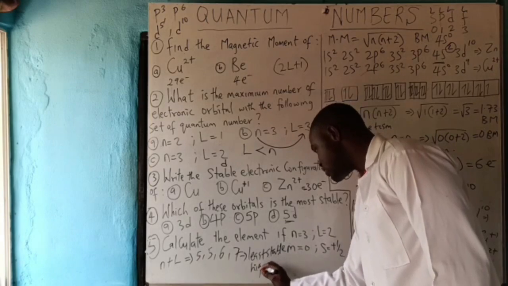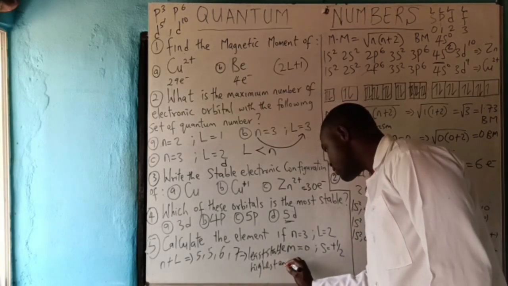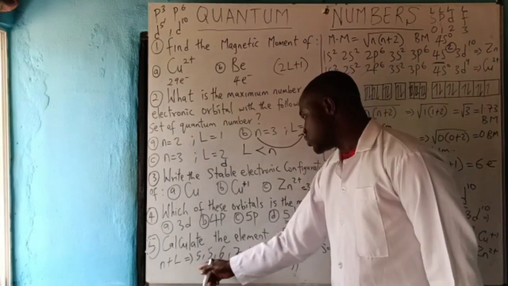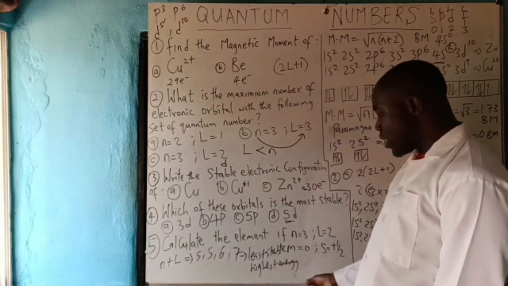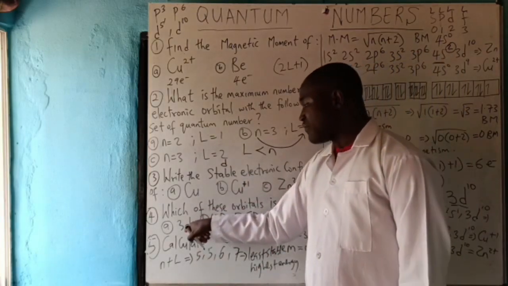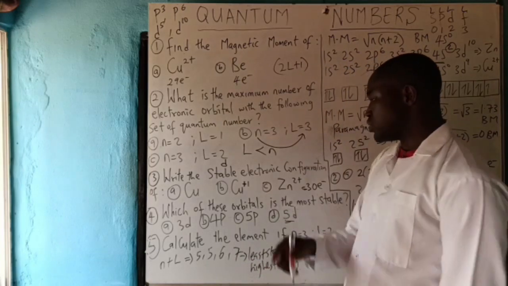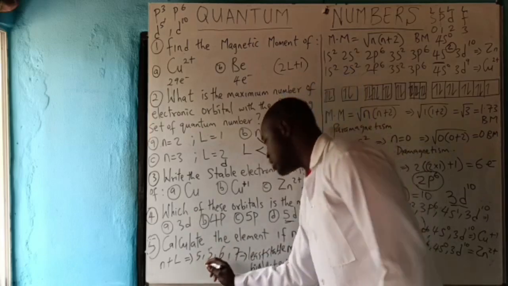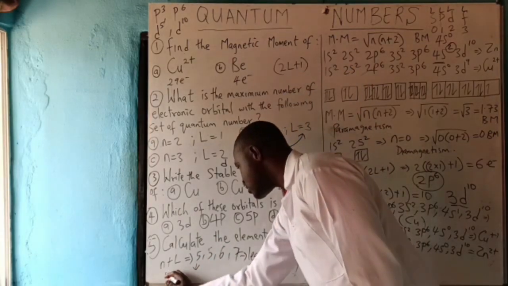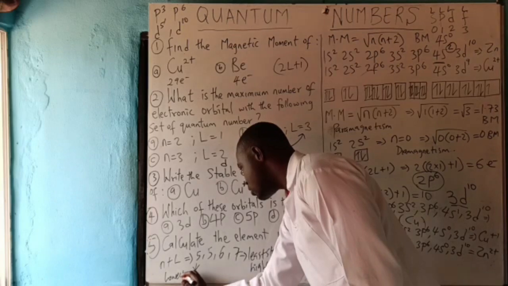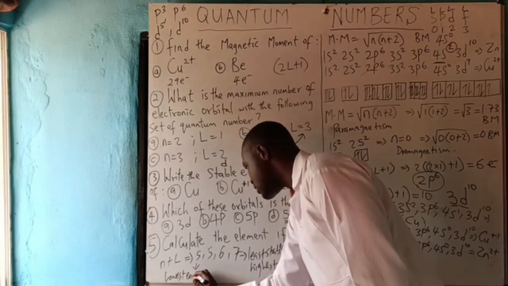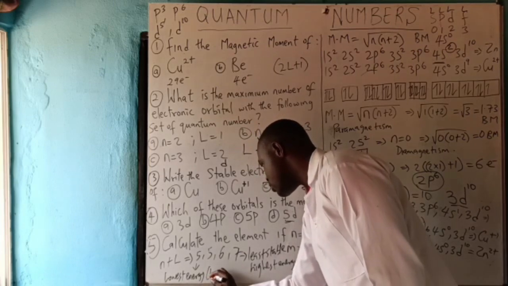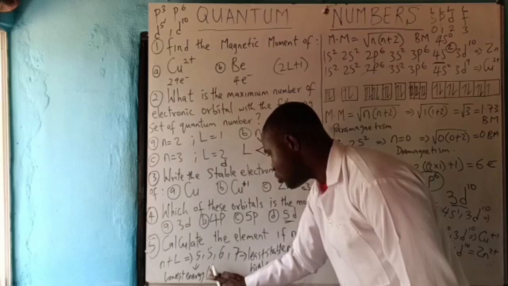Highest N plus L, that is highest energy. Now between this and the other, which one should be taken to be the lowest energy? The one with lower value of N is said to be the lowest. So N of this is 3, while N of this is 4. This is lowest energy, hence most stable.